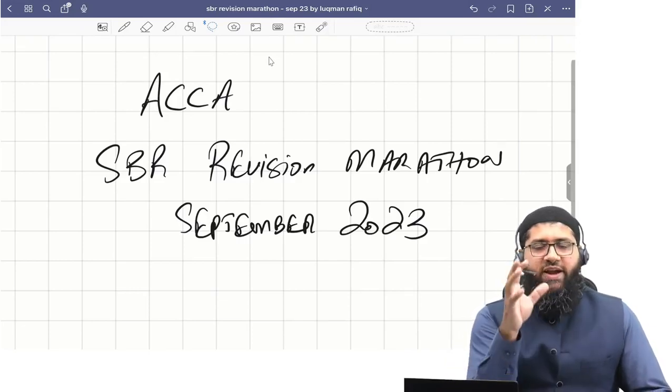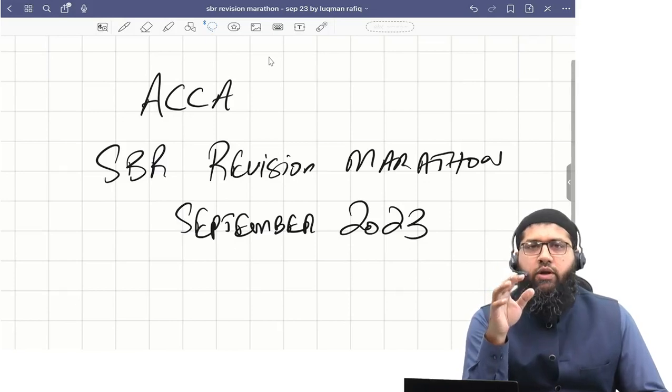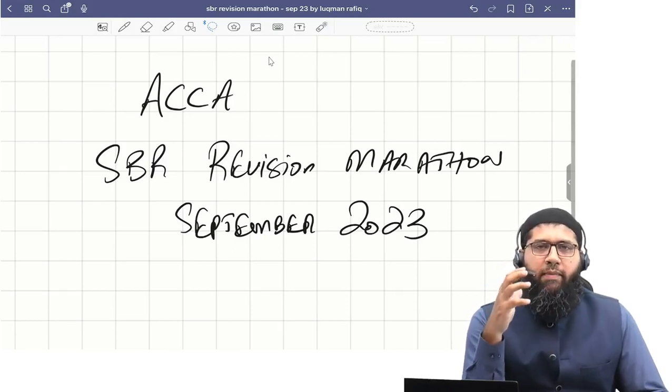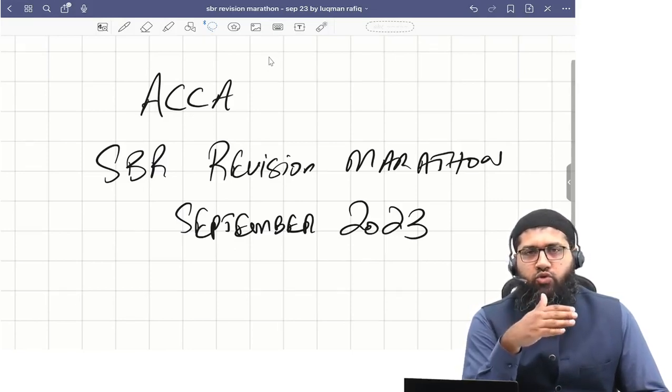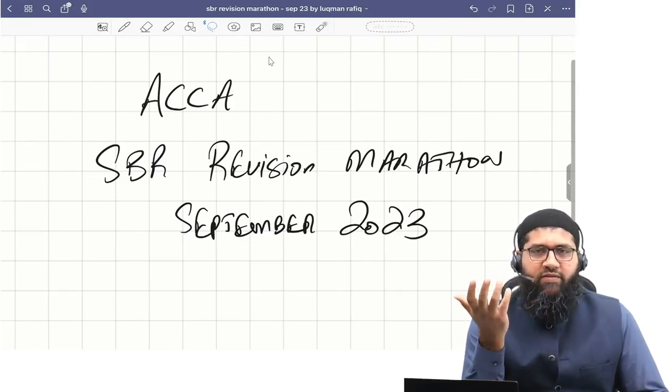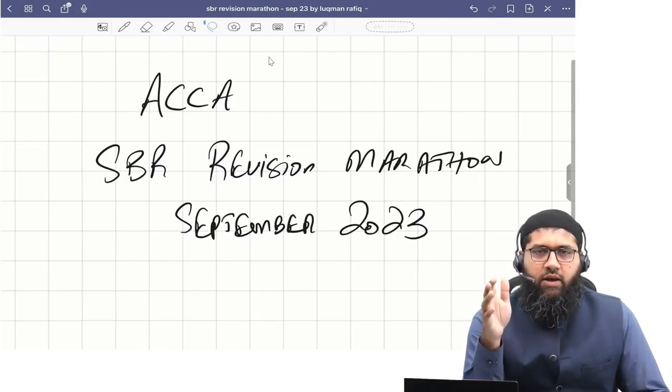The whole objective and agenda of today's session is that we go through the maximum exam practice questions on the ACCA SBR. I take you through these examination questions, revise the different concepts that are involved, and then we attempt these questions on Excel.